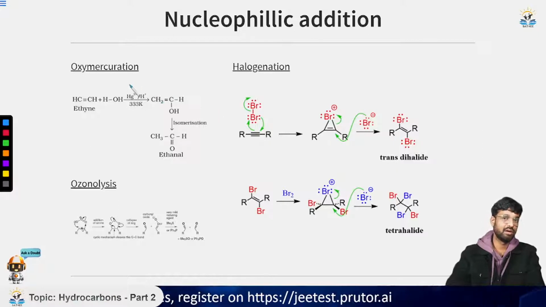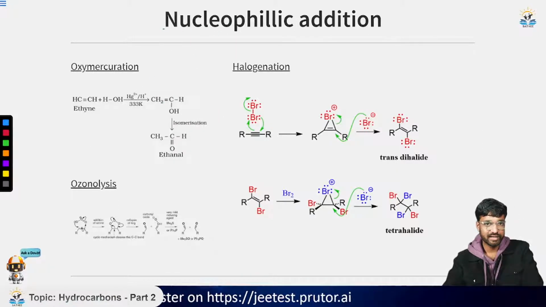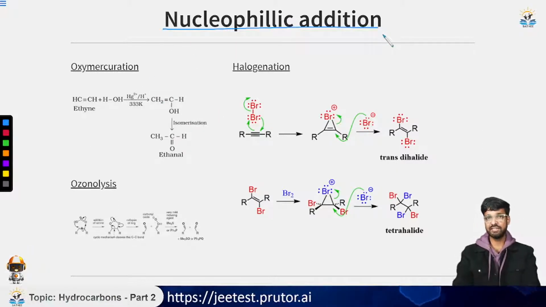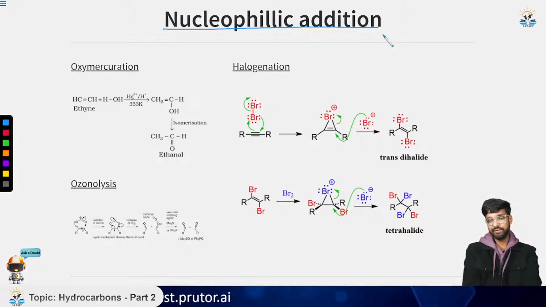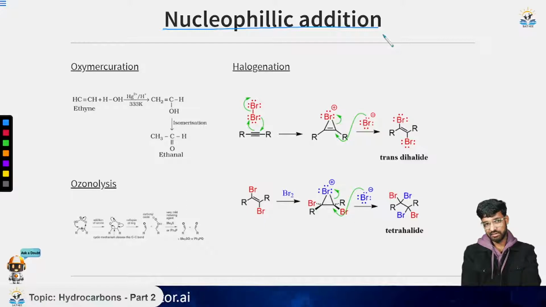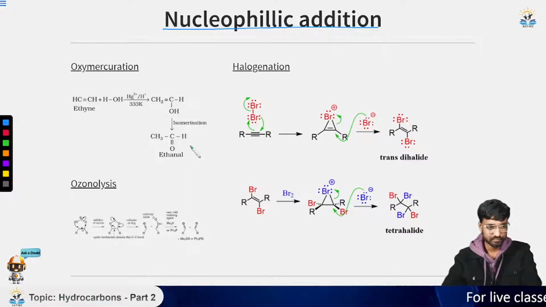Now next, let's move to the nucleophilic addition. So what is the nucleophilic addition? It happens when the alkyne donates its electron. In the electrophilic addition, we are getting electrons from another thing. Now in nucleophilic addition, this alkyne will donate its electron.